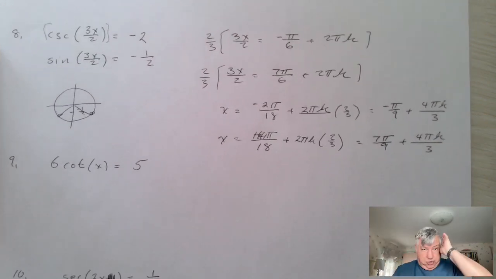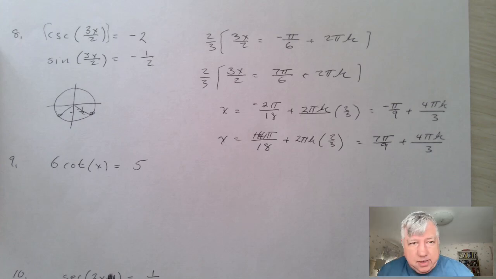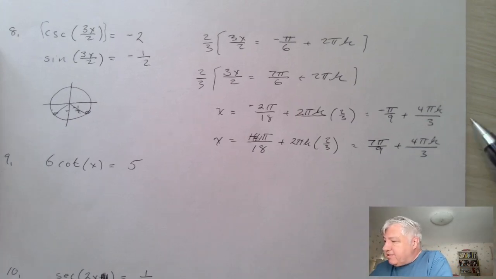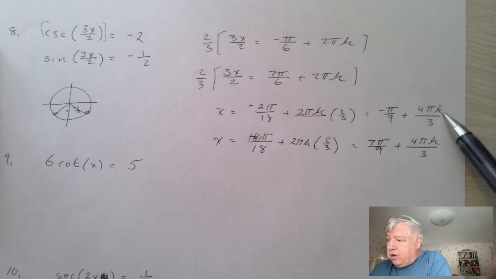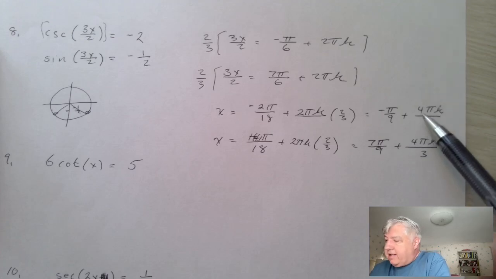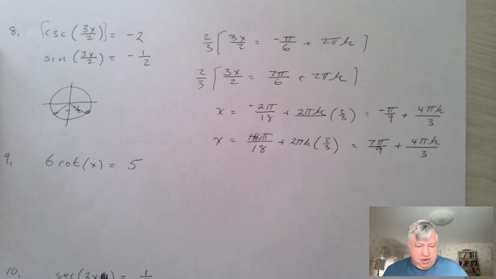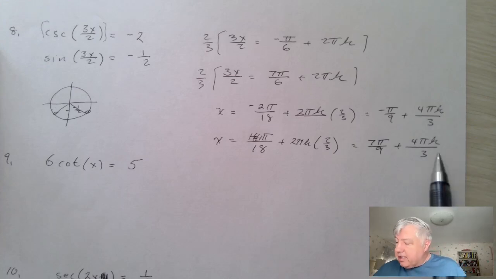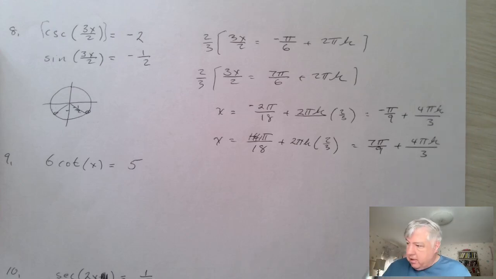Okay, so I didn't have time. We don't have room to do this, but you can plug in some other values. If you plug in k equals 1, you'll get negative 9 plus 4 pi over 3. You can simplify that. I think that becomes 11 pi over 9. And when you plug in k equals 1 here, this becomes 23 pi over 9, I think. Okay, so you can go ahead and generate as many solutions as you want.